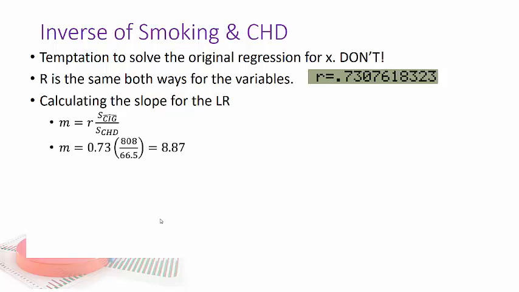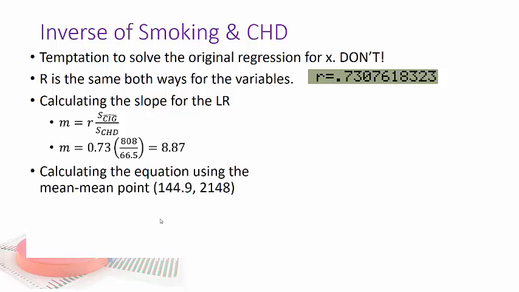Now, instead of having the 808 on bottom, I'm having the 66.5 on bottom. Again, that's the only part that gets flipped. The r is the same. And you can see I got a slope of 8.87. Then I calculate the equation using the mean point, and I've got to switch those too, right? So I'm going to say, and it's good to avoid the x and the y because that's why it's nice to have the cigarettes and CHD, because then it's less confusing, I hope.